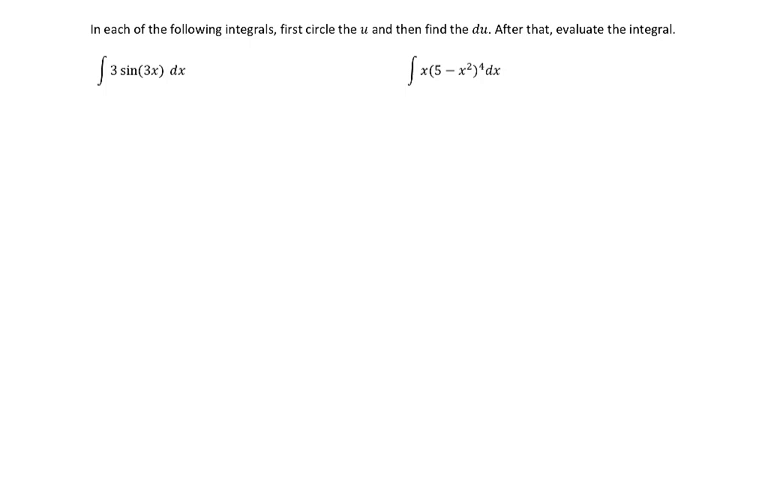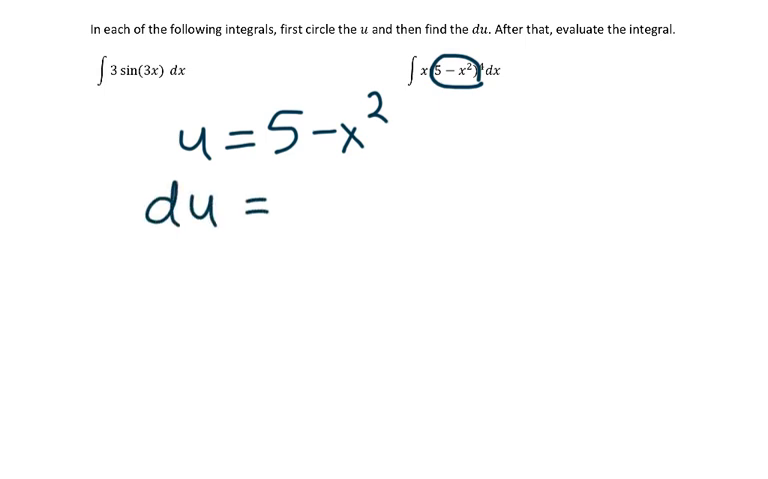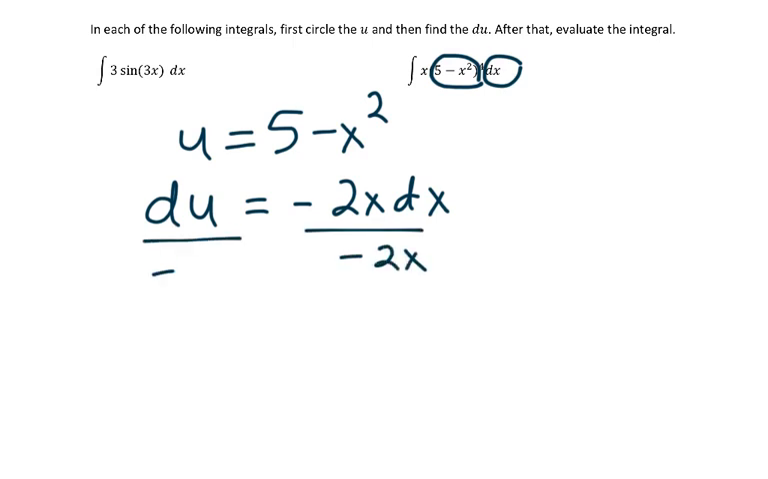Just like I said before, you want to pick a u so that you can see where things would cancel. Typically the inside part is what I define u to be. So u is 5 minus x squared, and if I differentiate that, I get negative 2x dx. Just like before, we're going to be substituting u, but we also want to get rid of this dx so that everything is in terms of u. So I'm going to get dx by itself here, so dx is equal to du over negative 2x.